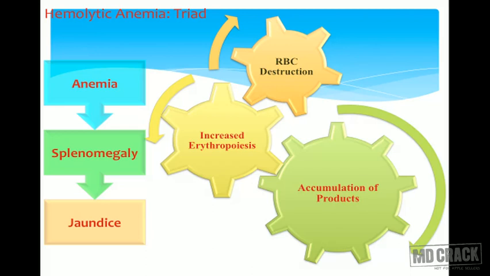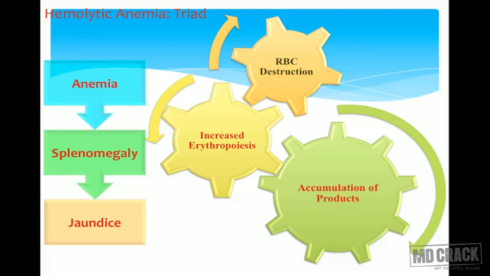Most of the time there will be ineffective erythropoiesis in the bone marrow. Whatever RBC precursors are there, they are going to get lysed. So this happens in thalassemias. This happens even in megaloblastic anemia also. So it's all because of the RBC destruction in the bone marrow.